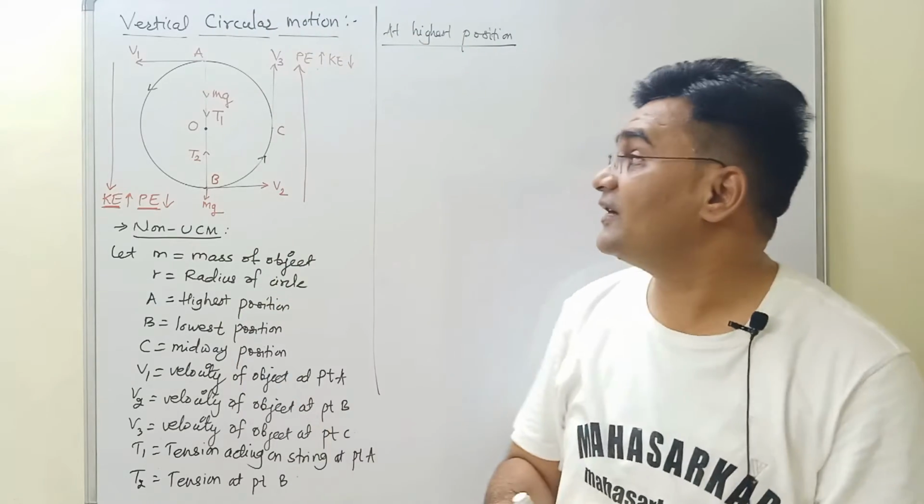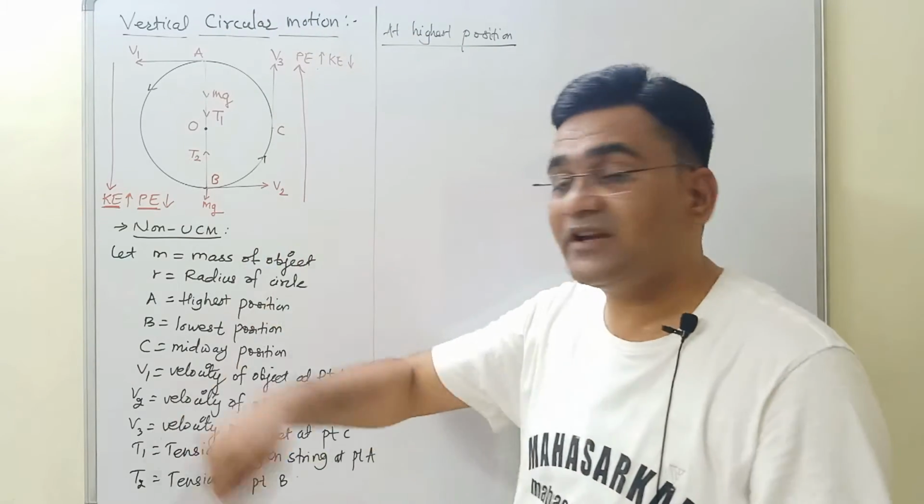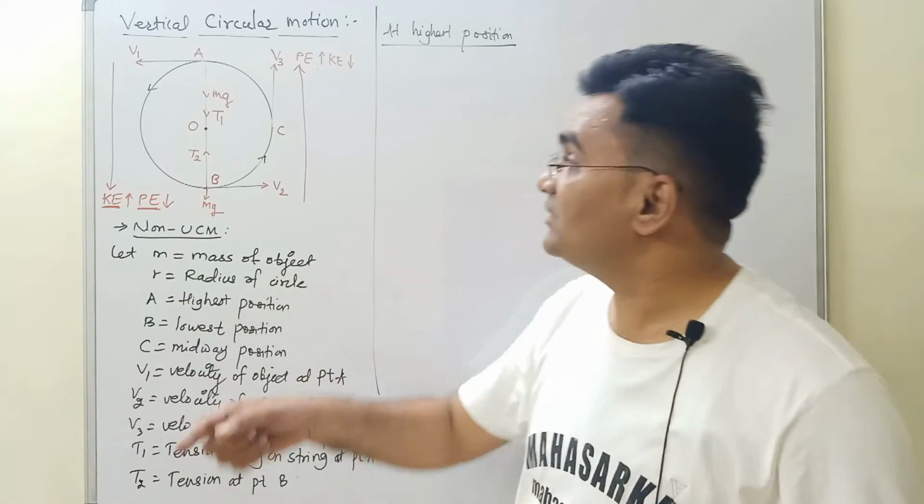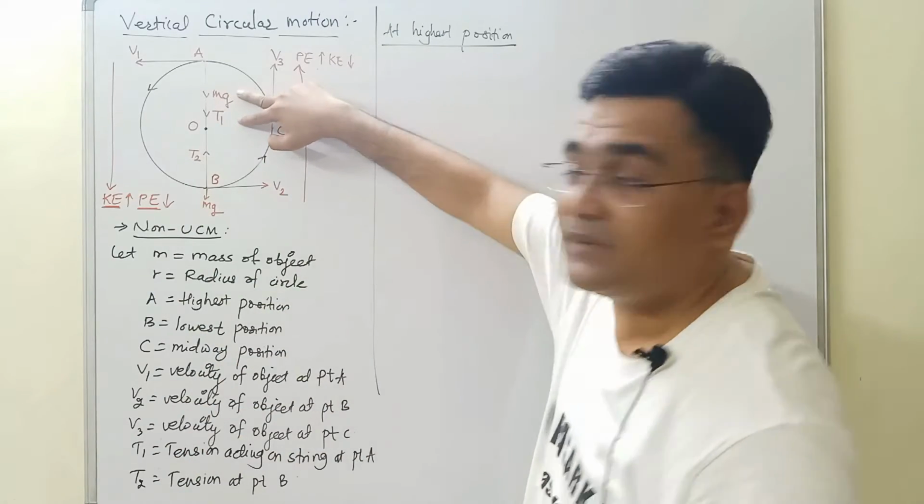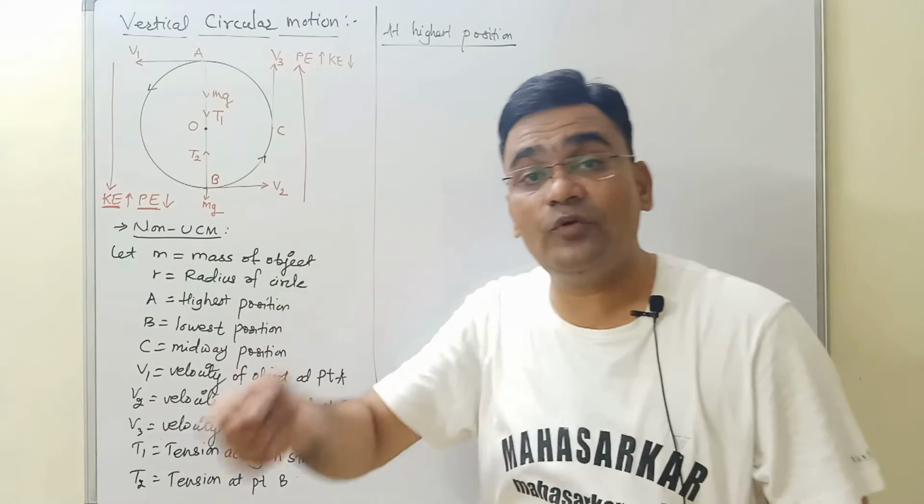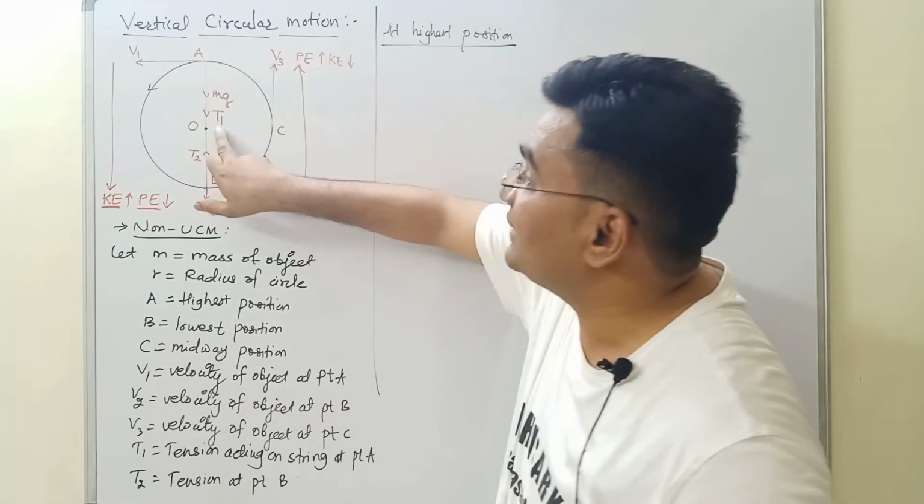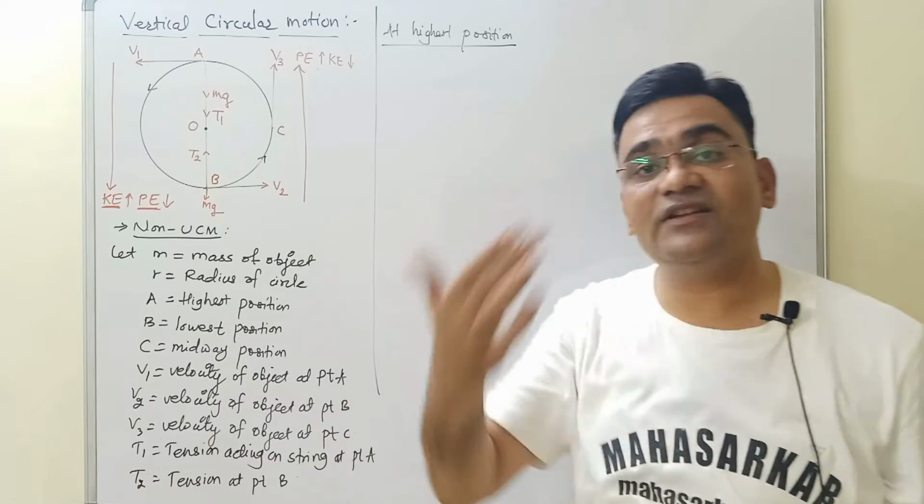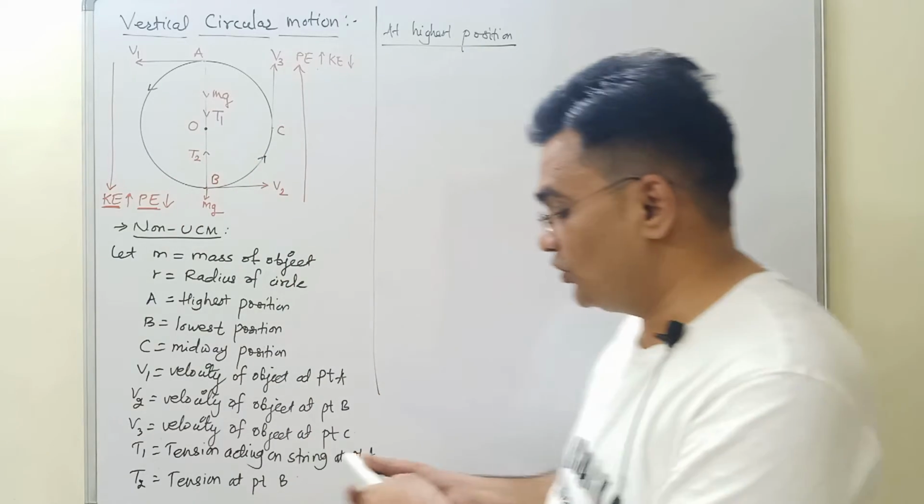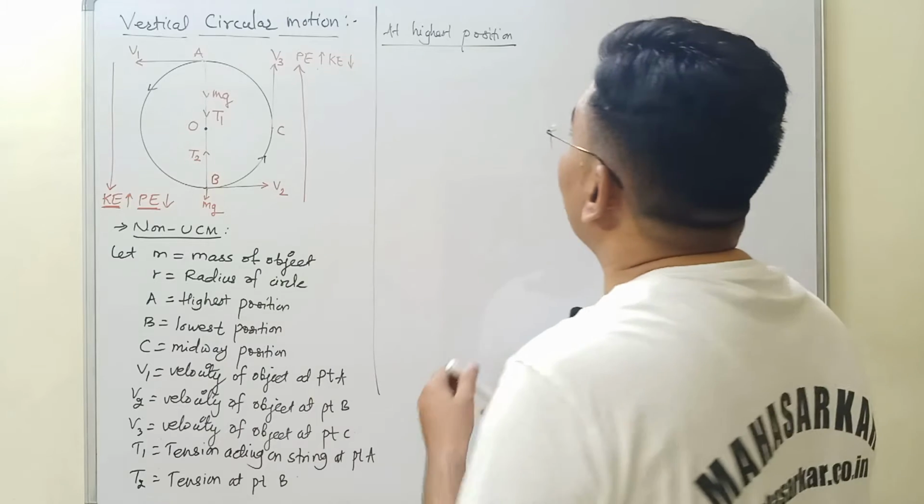In that case, I can say the centripetal force which was required for the circular motion will be contributed by both these factors, because they both are directed toward the center, and the force which is directed toward the center is nothing but the centripetal force. So at the highest position, what is going to happen?